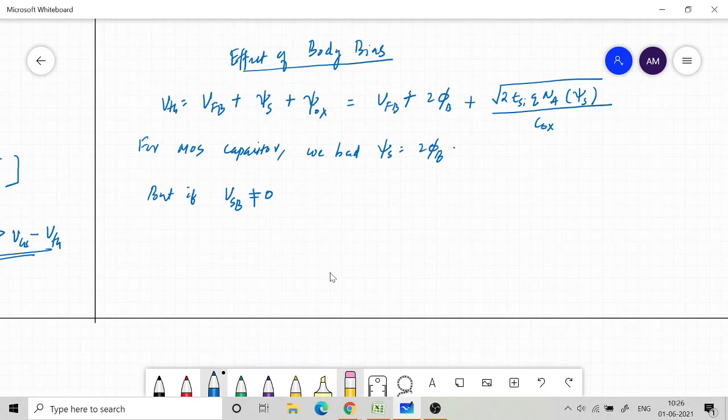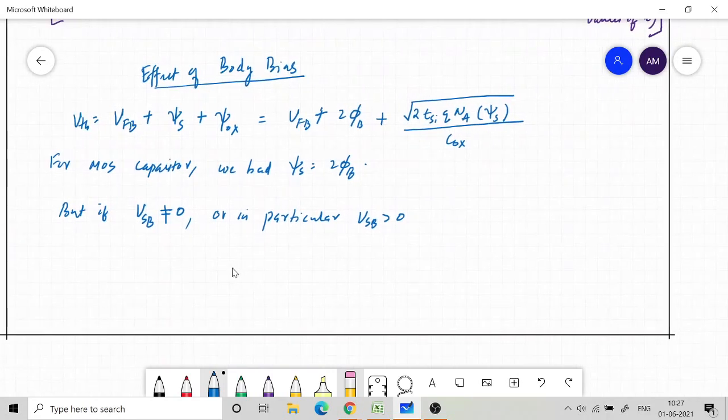if VSB is greater than 0, because the other case we are not interested in, we don't want to make VSB forward bias the diode. So in other words, VSB greater than 0, because the other case should not be done. VSB less than 0 is not advisable. That will end up forward biasing the diode.